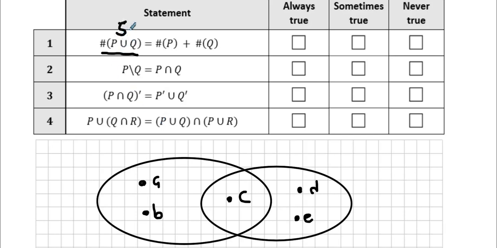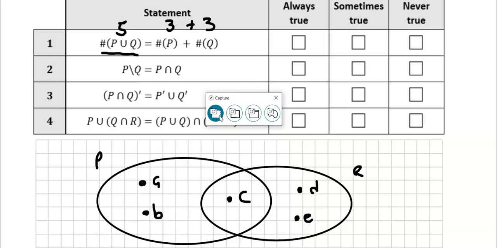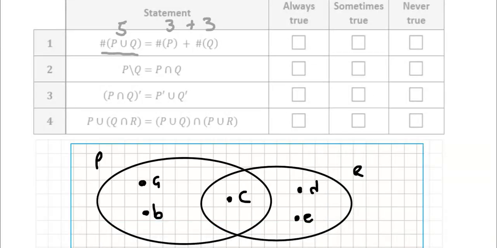Now, in this case, the cardinal number of P union Q is 1, 2, 3, 4, 5. That'd be 5 in this case. And then cardinal number of P would be 3. And the cardinal number of Q would also be 3. So we can see that it's false here. Okay. So we're going to actually need this for our next answer.